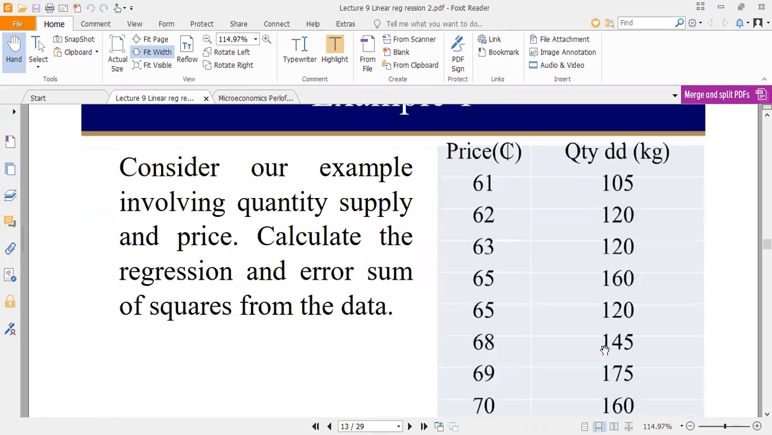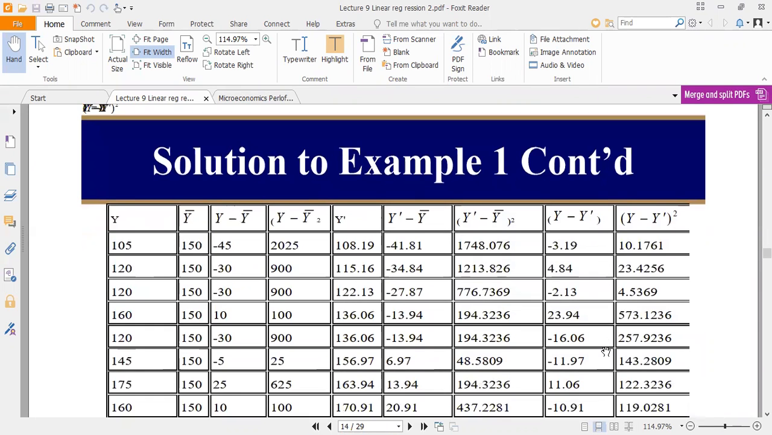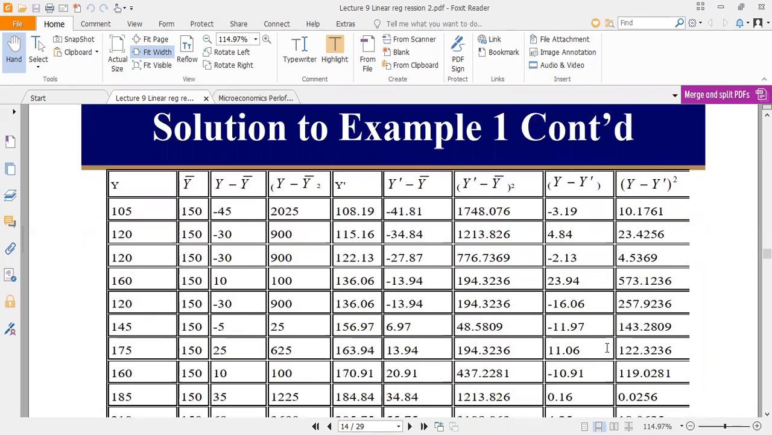Let's look at an example. We are using the example we used last week. So the price was X and the quantity supplied was Y. Let's see how we'll be able to get TSS, RSS, and then ESS. Now, you pick the values of Y, the observations for Y. We know the mean of Y is 150. So we have our 150 here.